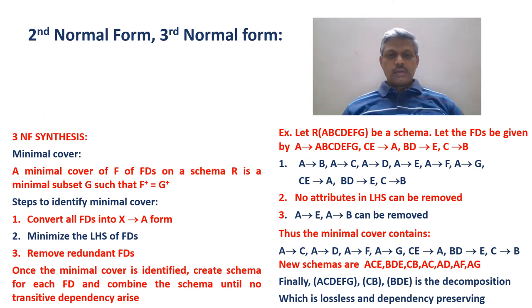There we can stop. And finally, if you look at the schemas A, C, D, E, F, G and CB, the common attribute is C, but C then B holds, so it is lossless. And once the pair is lossless, if I combine those two, I'll get A, C, D, E, F, C, B, G. And together with BDE, again BDE becomes the common set of attributes, and the entire set is common, so it is lossless. And hence, the decomposition is lossless, and dependency preserving also. All the different dependencies are not lost, they exist. So it's dependency preserving as well.